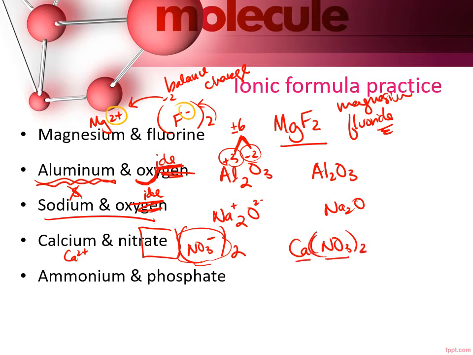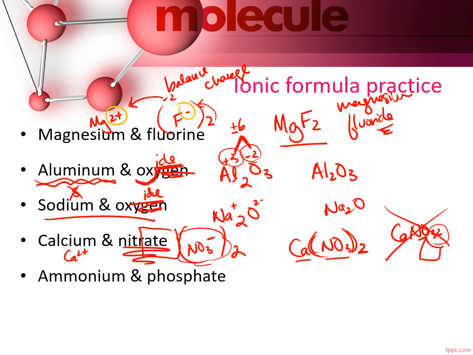I'm going to put my nitrate in parentheses and put the 2 on the outside. Because if I didn't do that, if I just did NO32, now it looks like we have 32 oxygen atoms, and that doesn't make any sense. So calcium nitrate, don't change the name of the polyatomic ion. It's going to stay the same. Calcium nitrate, it will be Ca(NO3)2, with NO3 in parentheses.